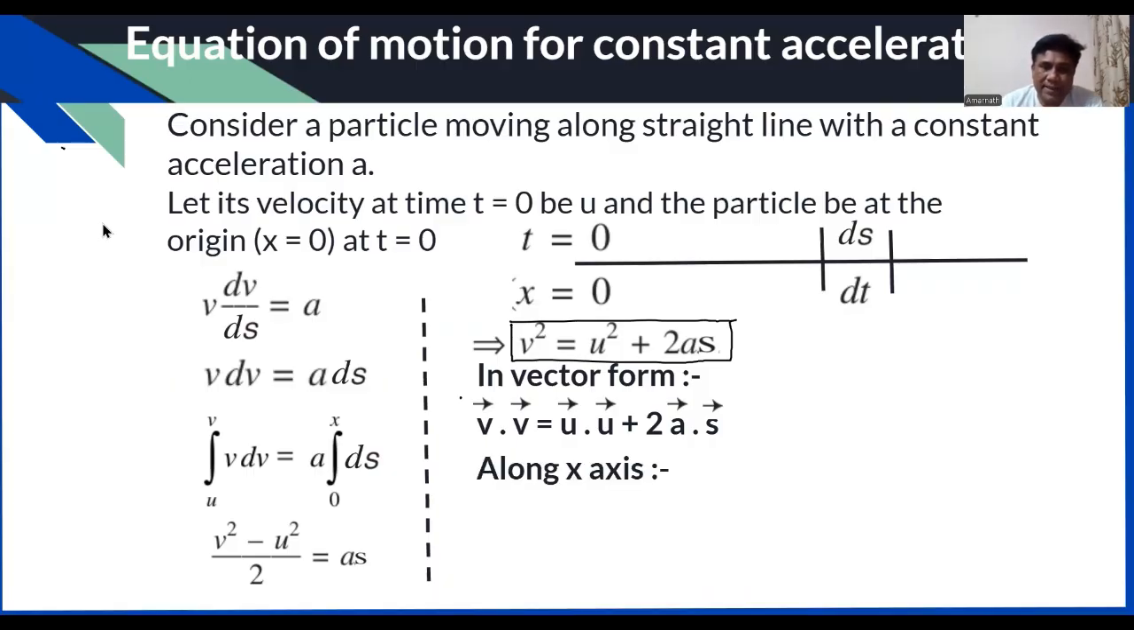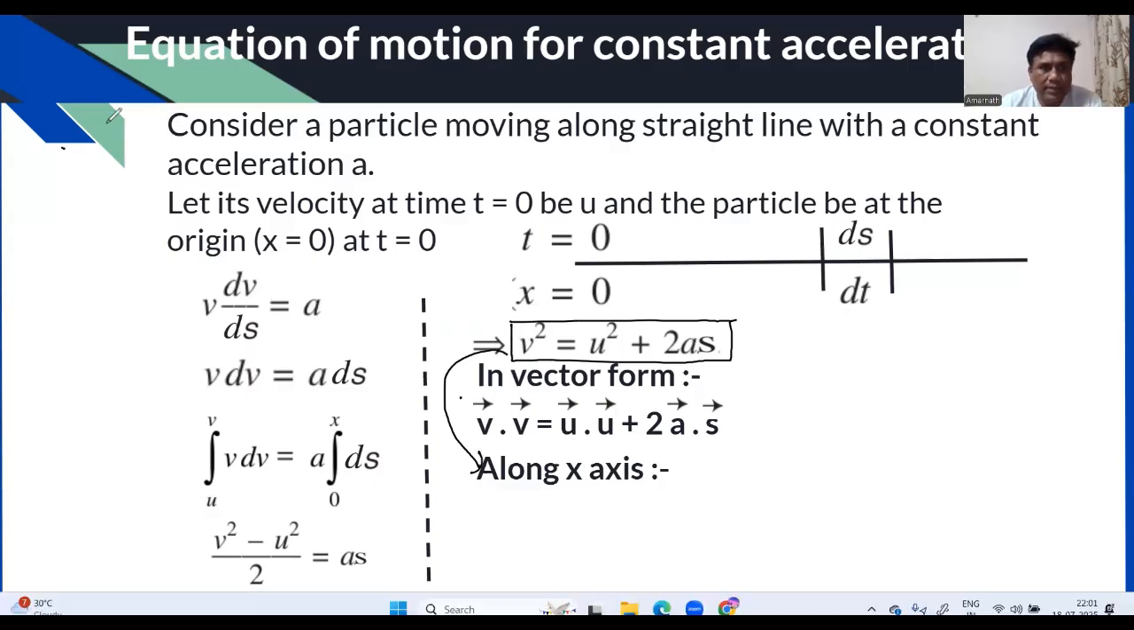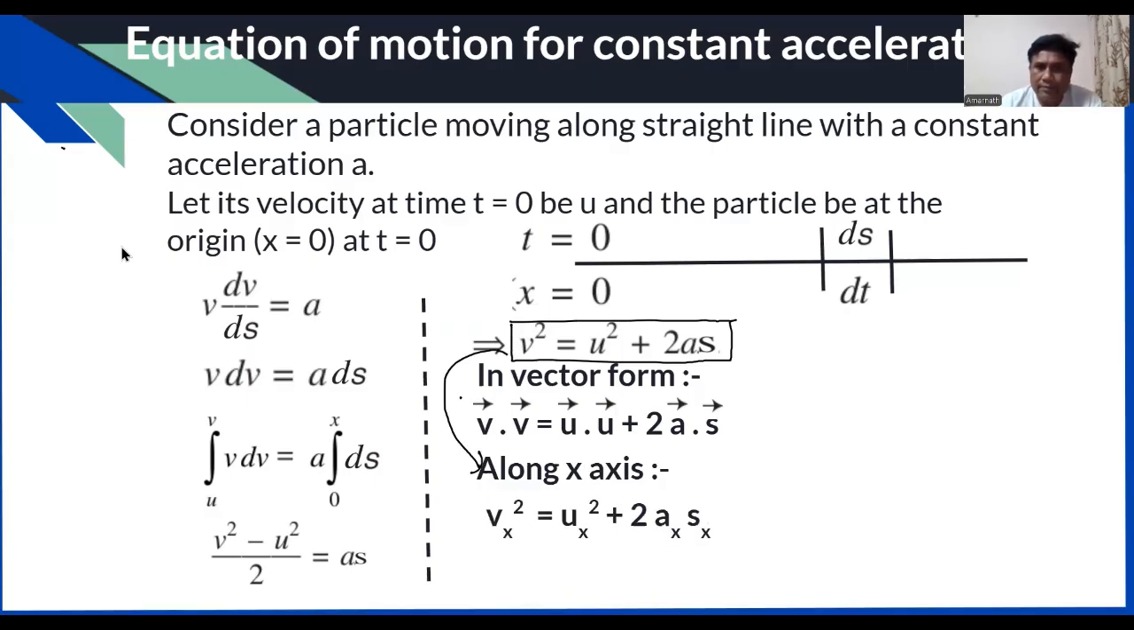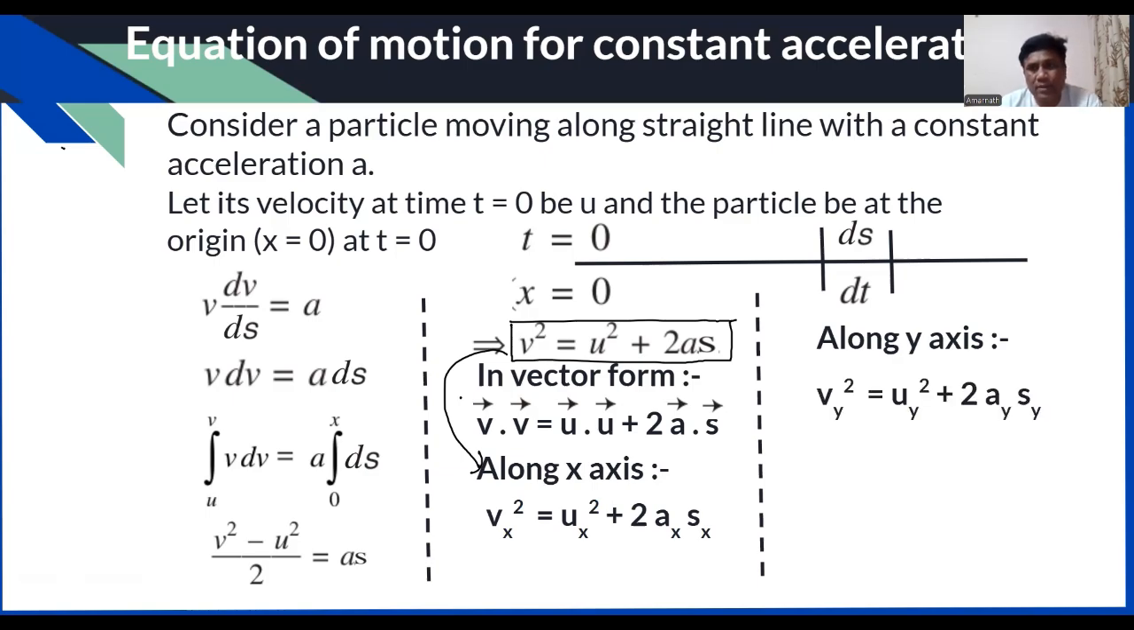So along the x-axis, if I write this equation, what do I get? Vx square equals ux square plus 2ax sx. Similarly, along the y-axis you can write vy square equals uy square plus 2ay sy. And similarly, along the z-axis you can write vz square equals uz square plus 2az sz. So these are the three equations of motion.